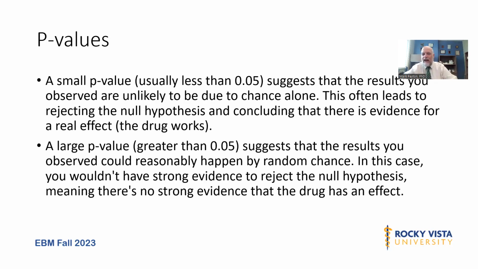All right, so small p-values suggest that the results you observed are unlikely to be due to chance alone. This often leads to rejecting the null hypothesis and concluding that there is evidence for a real effect. In other words, the drug worked. A large p-value, greater than 0.05 typically, suggests that the results you observed could reasonably happen by random chance. So in this case, you wouldn't have strong evidence to reject the null hypothesis, meaning there is no strong evidence that the drug has an effect.